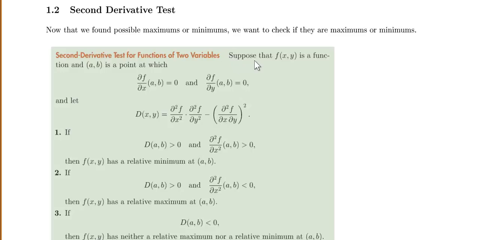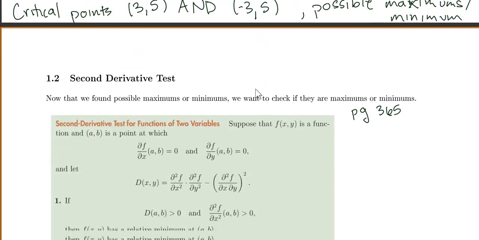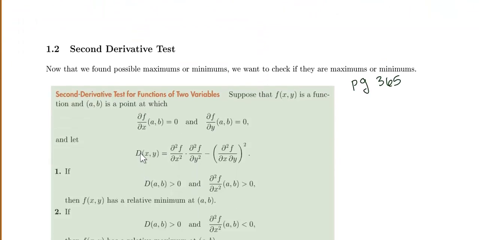So this is the test, and this just comes straight out of your book on page 365. So suppose that f of x,y is a function, and (a,b) is a point at which both of my partial derivatives are equal to 0. Or these are the critical points we saw up above. So we're talking about the point 3, 5 or negative 3, 5. Then we have to calculate this function D. The way we calculate this is we take the second partial derivative with respect to x times the second partial derivative with respect to y minus the partial derivative where we took it with y and then x, squared. Okay. So we have to find all these second partial derivatives.